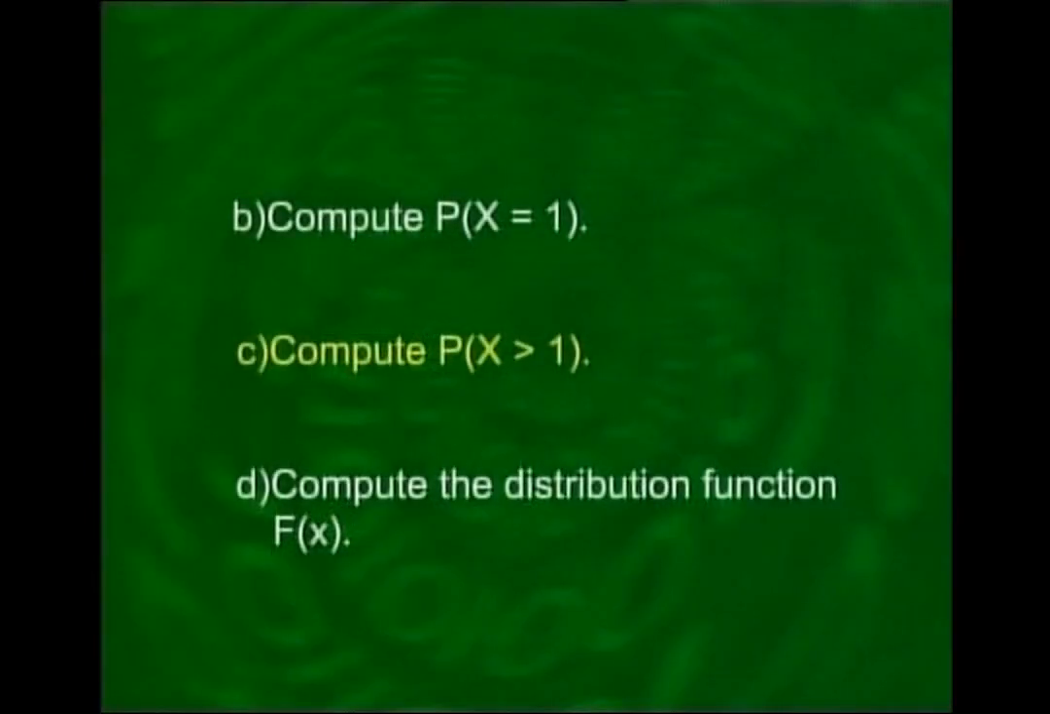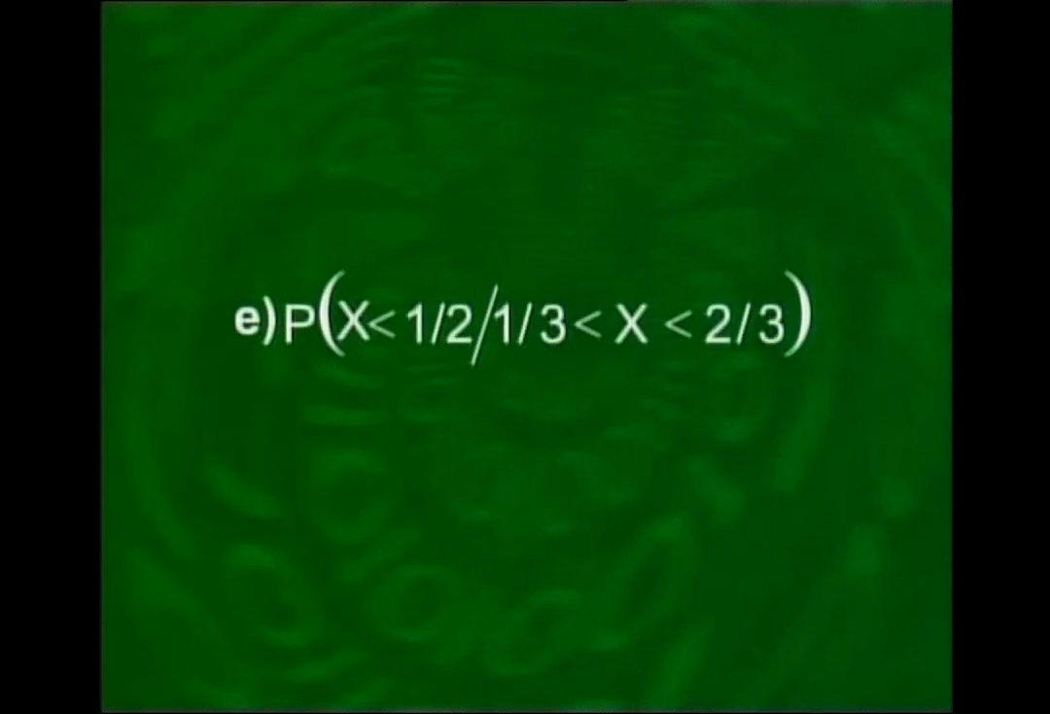Now if we look at the questions that we have in this particular problem, we are required to compute the probability that x is equal to 1, also the probability that x is greater than 1, and in addition we are also interested in finding the distribution function capital F of x of this particular PDF. Last but not the least, students, we are interested in finding the conditional probability that x is less than half given the information that x lies between 1 by 3 and 2 by 3.